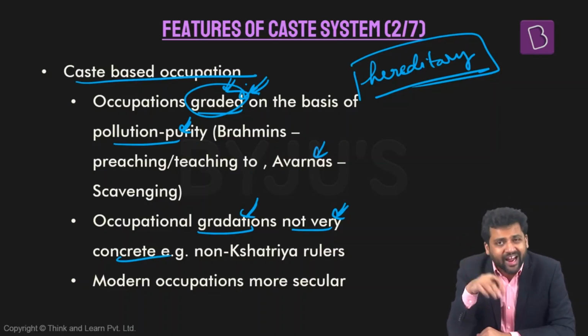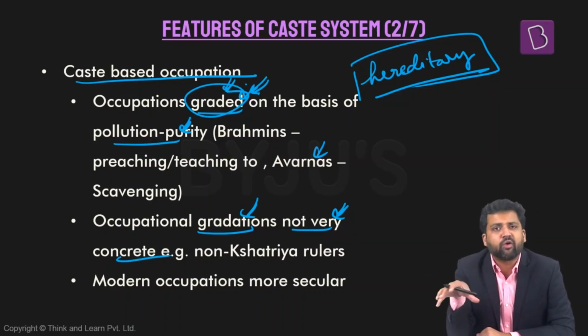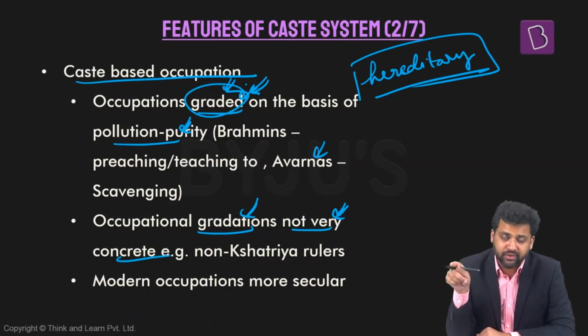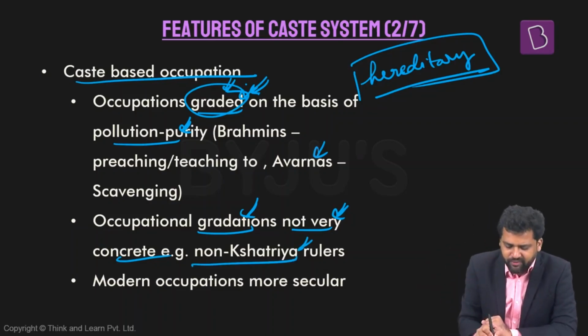But it is not always like this. There are many instances in India where you will find certain regions, certain pockets being ruled by those who are not Kshatriyas. Ideally, Kshatriyas should be ruling as per the caste system. Ideally implies as per the caste system, but that is not always the case. There have been instances where we have had non-Kshatriya rulers as well.